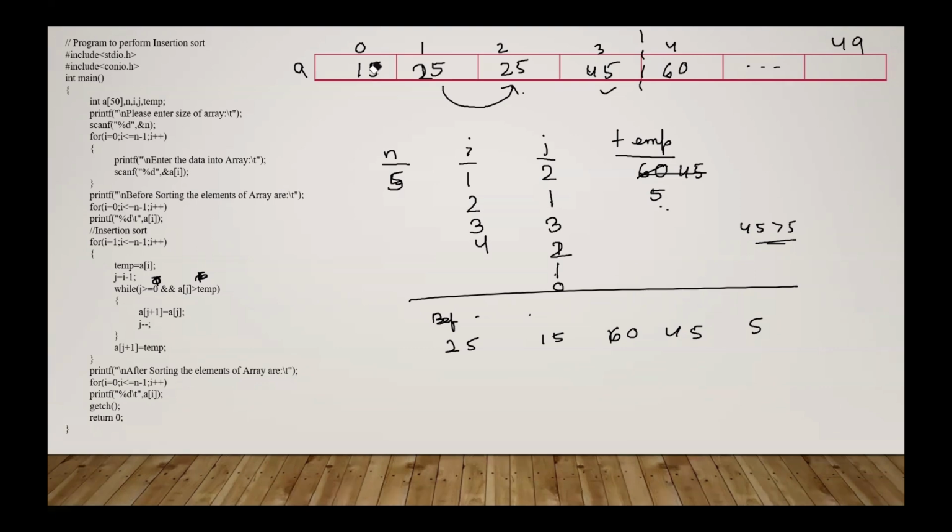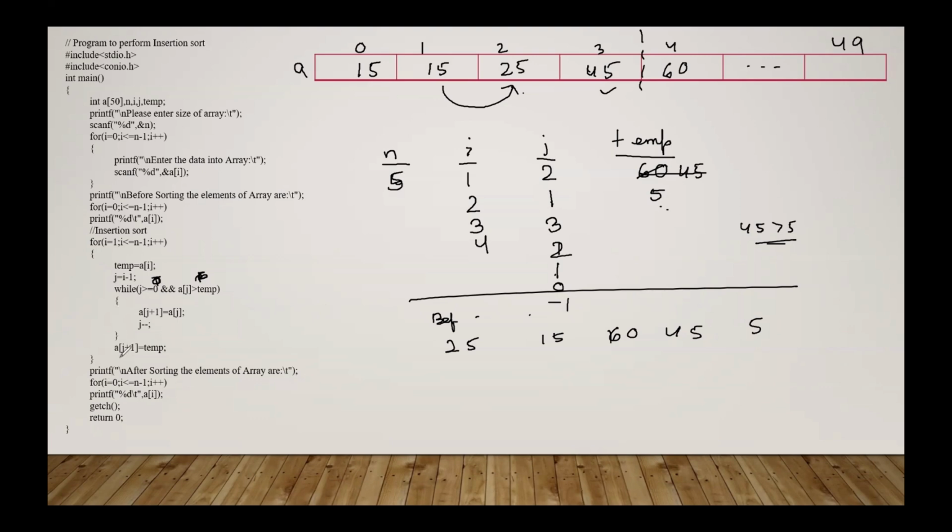a[j+1] means 15 is stored in this location right now. So now 15 is shifted to the next location. Then i equals minus 1, go to the ending curly bracket. So this condition is false. j is greater than or equal to 0, but j is minus 1, so this condition is false. If this condition is false, it will not check the other condition.